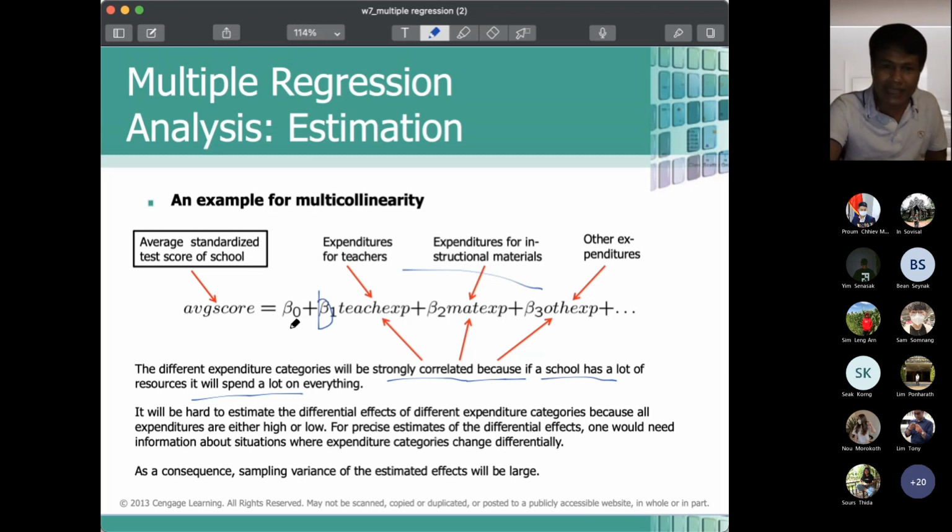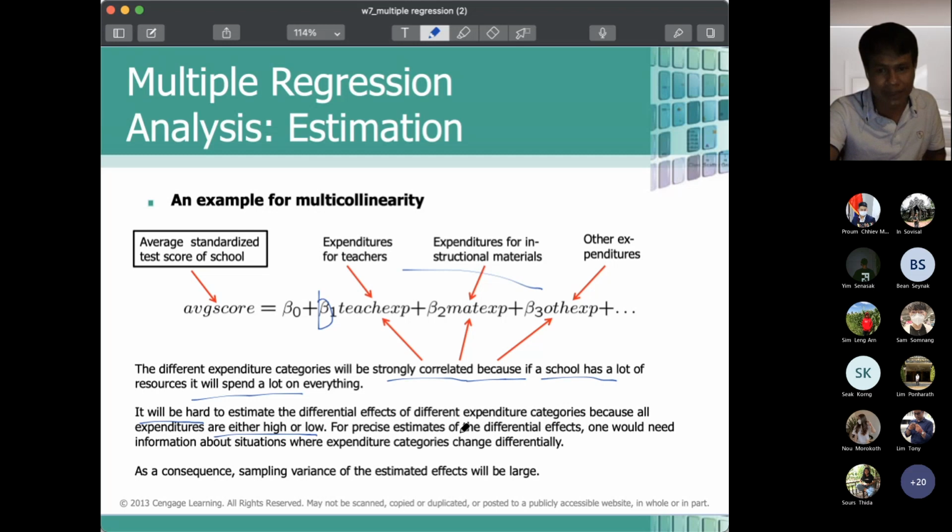All right, let me continue reading. It will be hard to estimate the differential effect. It will be hard to estimate only the effect of expenditure on teaching, of the different expenditure categories. Why? Because all expenditures are either high or low. In poor schools, they spend low on everything. In rich schools, they spend high on everything.